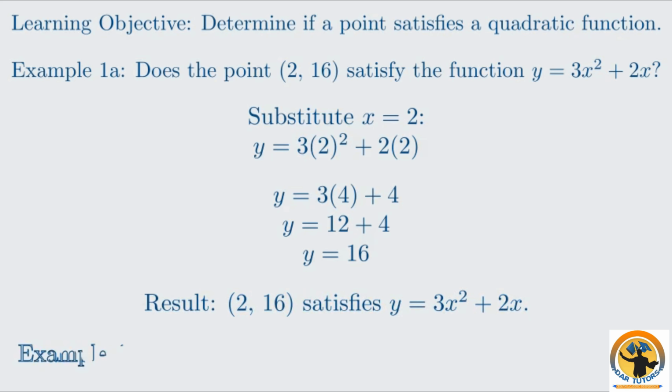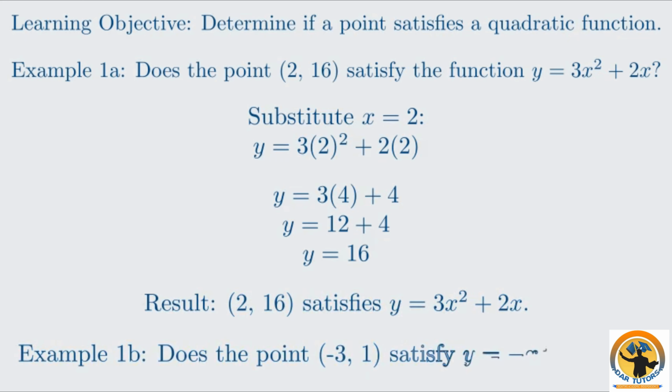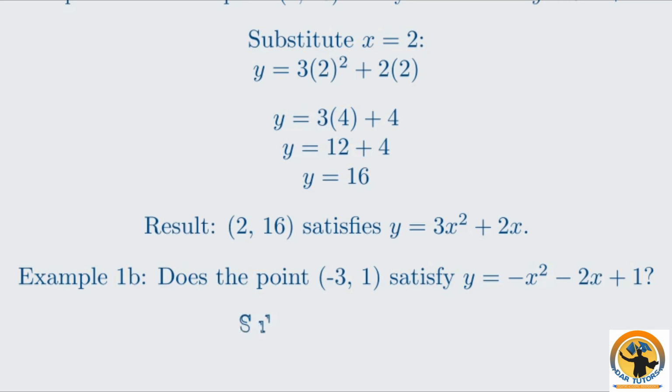Now let's try another one. Does the point (-3, 1) satisfy the function y equals negative x squared minus 2x plus 1? We apply the same process. Substitute x equals negative 3 into the function and evaluate. Substituting x equals negative 3, we get y equals negative of negative 3 squared minus 2 times negative 3 plus 1.